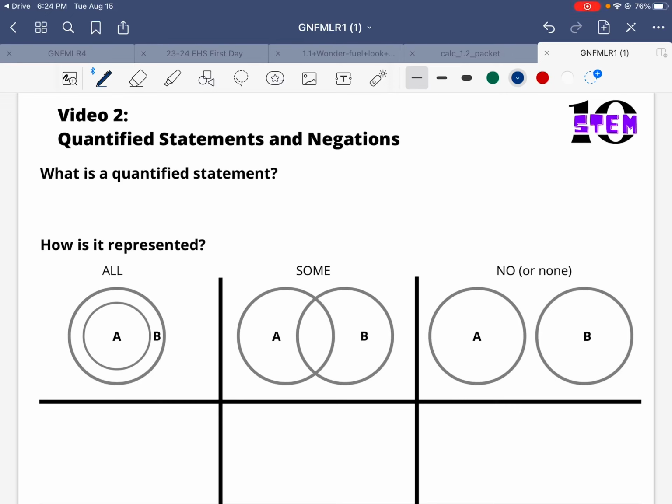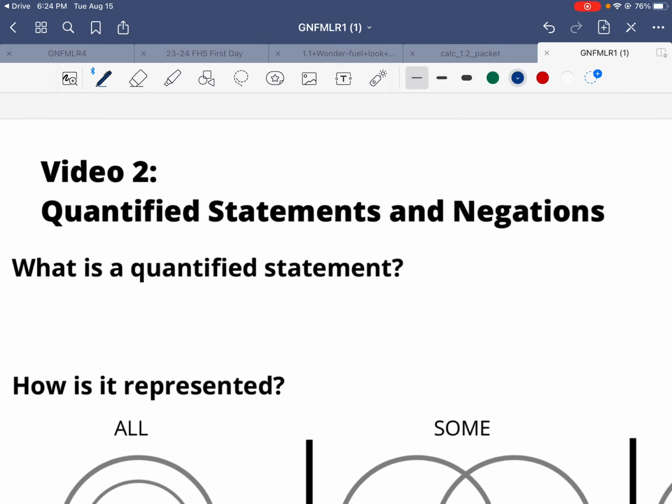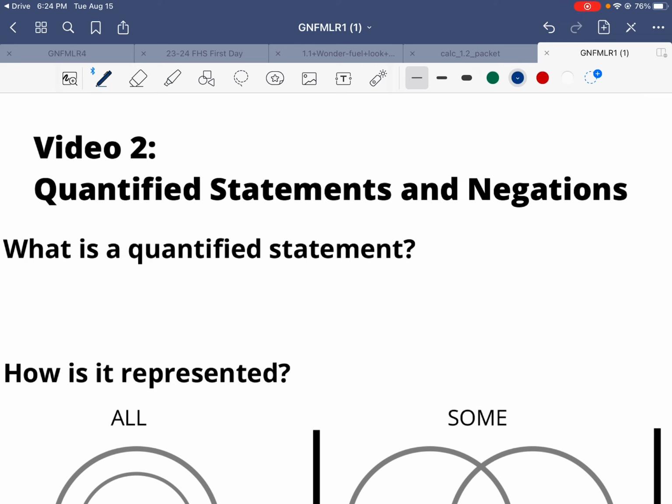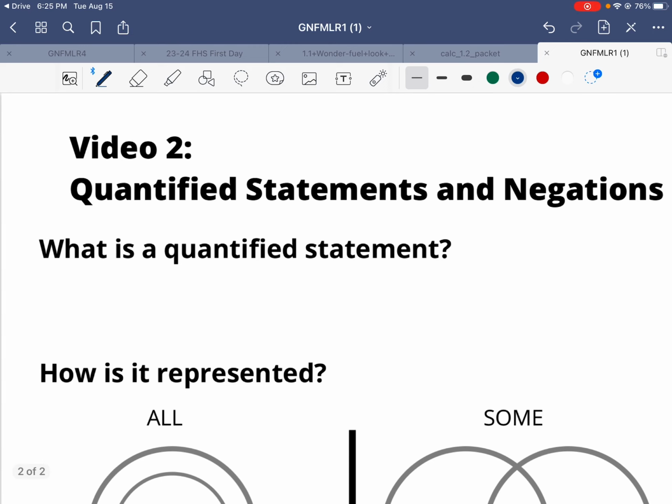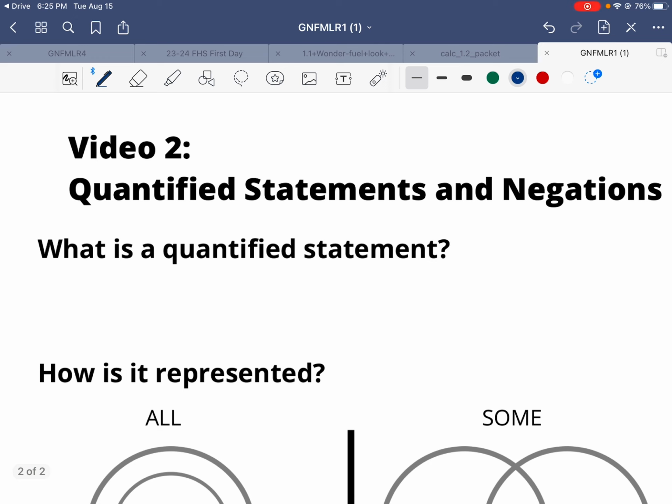Now that we have the definitions down of statements and negations, what the difference is between them, how to negate something and the symbols, let's take a look at something specific called quantified statements and their negations. So this is a little bit more complex. That's why it's important to get good notes and to keep them so that you have them. What is a quantified statement? So let's first look at that.